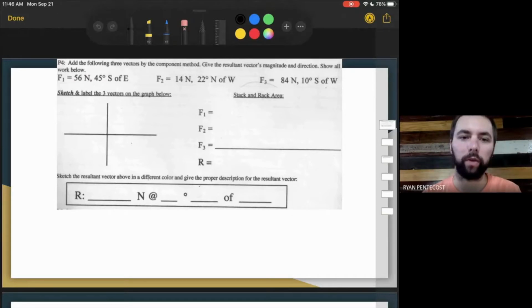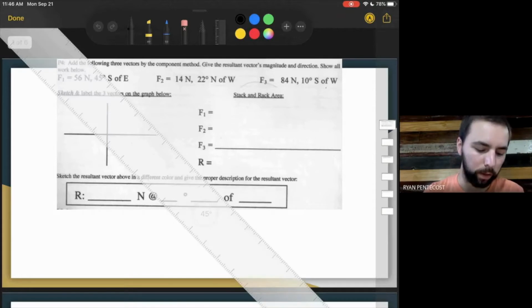We've got 3 vectors. Add the following vectors by the component method. Give the resultant vector's magnitude and direction and show all work below. As with any physics class, we often require you to sketch out the problem just so that we know that you understand what's going on, right? So before we do stack and rack, which is a method I'll go over in a minute, let's sketch these vectors. I want a 45-degree angle for the first one.